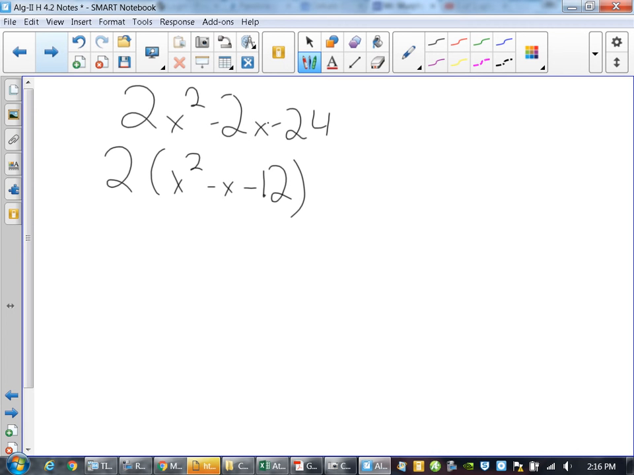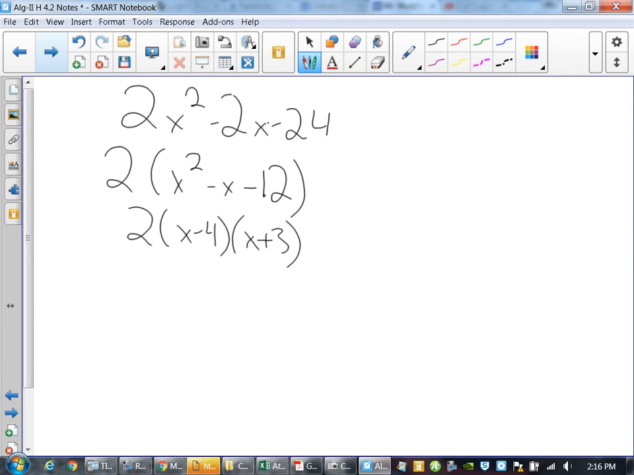Now, there's 2 things to this problem here. I'm going to ask this 2 different ways. If I factor this the rest of the way, what's going to end up being my 2 terms? Negative 4 and 3. Very good. So it's 2 times x minus 4, x plus 3. Now, that means it's fully factored.